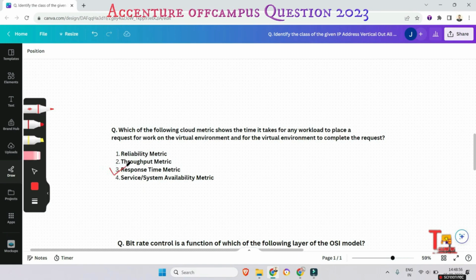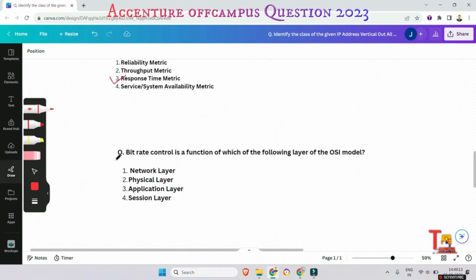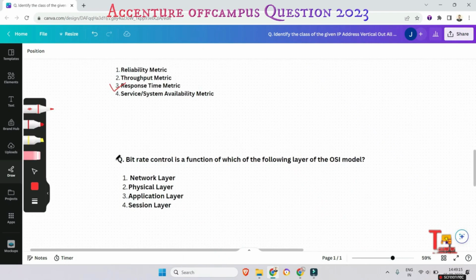Actually, response time measures the time it takes for a system to respond to a user request, typically from the moment the request is initiated until a response is received and processed, right? Okay, let's go to the next question. Guys, all of the questions were asked on the 27th June campus drive, so they are important, and most of them were repeated on the 23rd July as well, right?